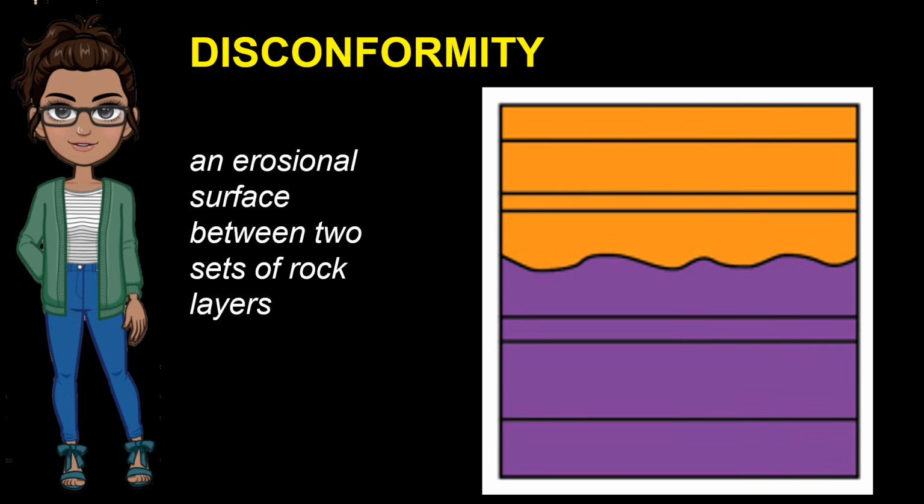Disconformities are an erosional surface between two sets of rock layers. Unlike with angular unconformities, there is no tilting of the older rock layers. This makes disconformities difficult to recognize because the erosional surface is often very difficult to find. The figure shows a disconformity between the older purple sedimentary layers and the younger orange sedimentary layers.